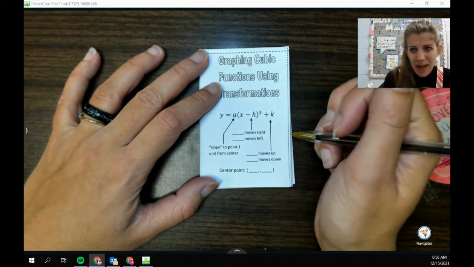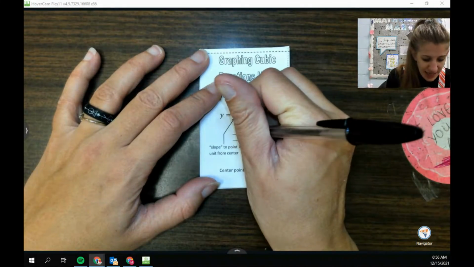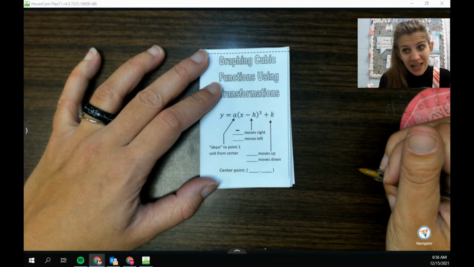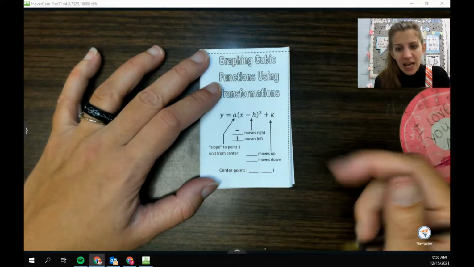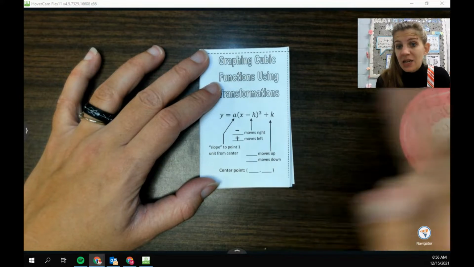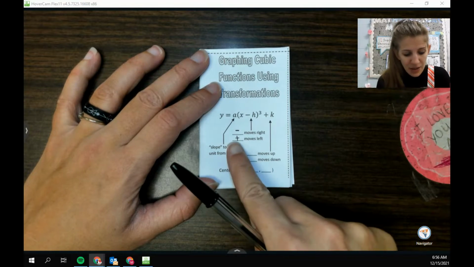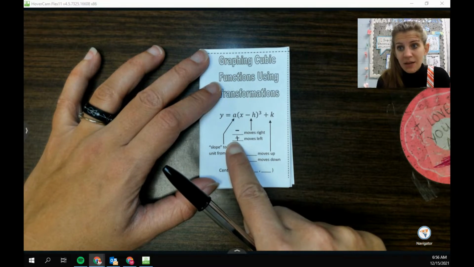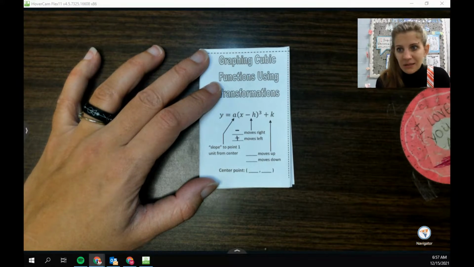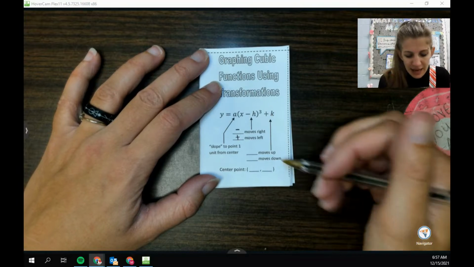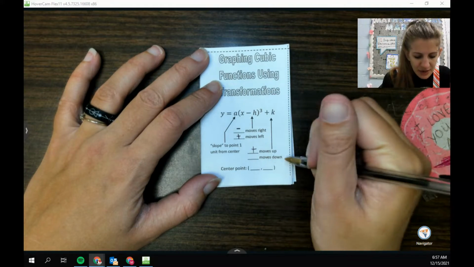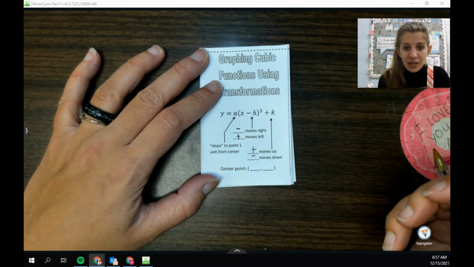And it's a little bit backwards. Minus moves to the right and plus moves to the left. That's because there's already a minus there, so when you put another negative in, it becomes a double negative, so positive. And left is negative, so I hope that makes sense. And then finally, K moves me up or down. If it's positive, it's up. If it's negative, it's down.